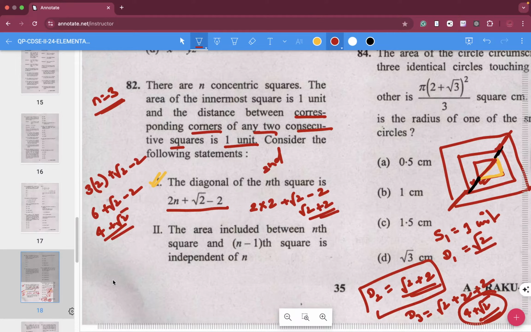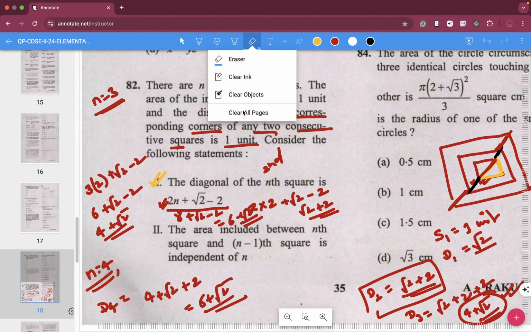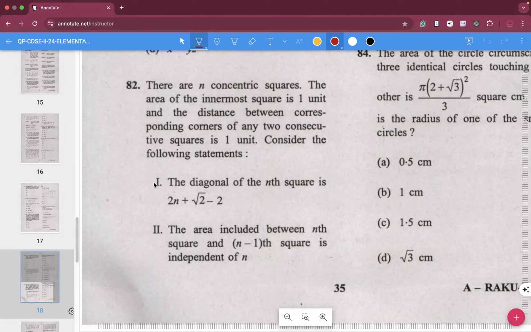If I have to take n is equal to 4, that means d4 over here will be 4 plus root 2 plus 2, plus 2, which means 6 plus root 2. Now if you put 4 in place of n, it is 8 plus root 2 minus 2, which is 6 plus root 2. So indeed, observation 1 over here is the correct answer for sure, folks.